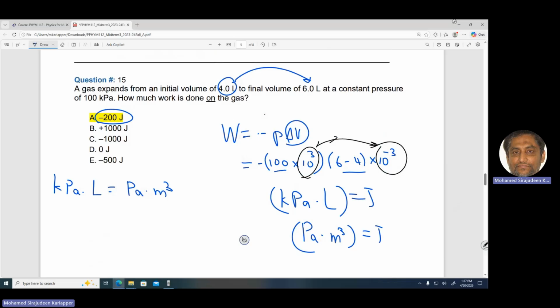No, only here, right? Suppose the question gives the pressure and the volume in kilopascal and liter, don't bother, you just multiply. But you have to keep in mind, kilopascal is not an SI unit, liter is not an SI unit, but we don't care, the product is an SI unit. The actual SI units are pascal and meter cube.